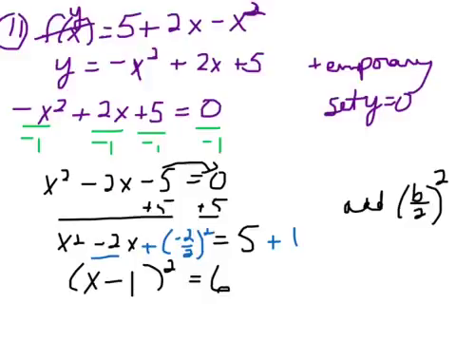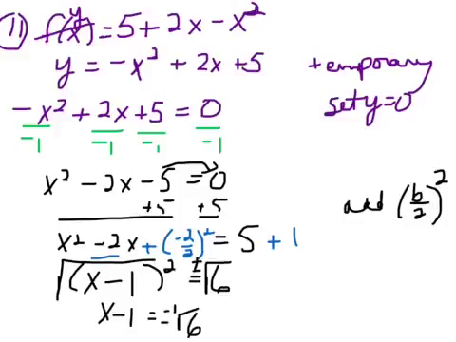You may be able to see this is not going to be a pretty answer. As a matter of fact, when we go to graph this answer, we're probably going to want to change it into a decimal. The reason I'm saying that is if I square root both sides, I put a plus or minus. Is square root of 6 going to be a nice pretty number? No. So I have x minus 1 is equal to plus or minus square root of 6.